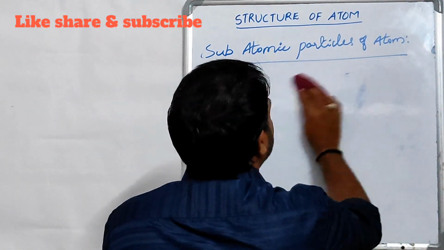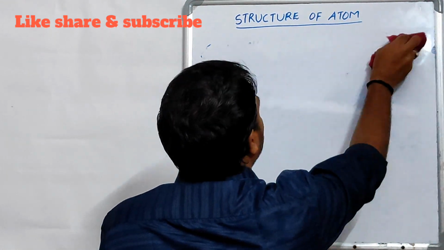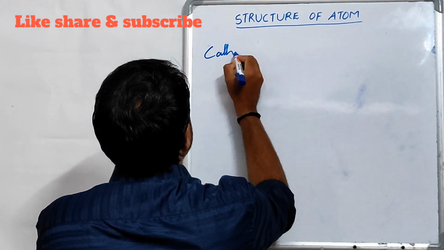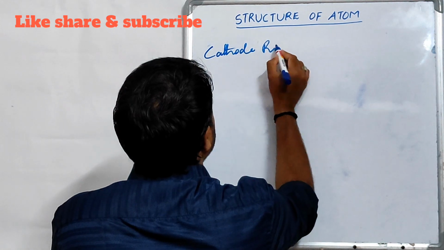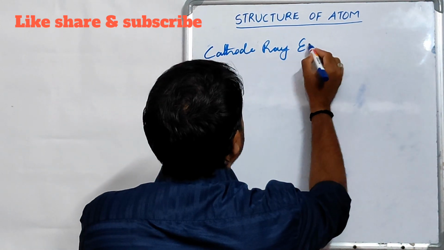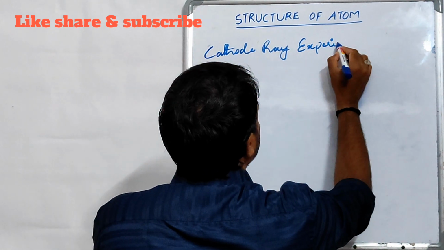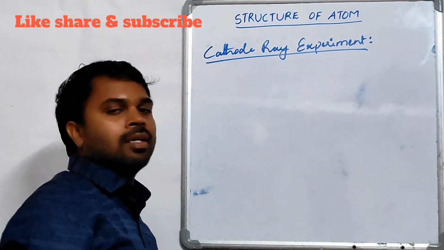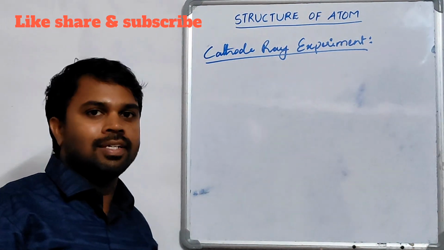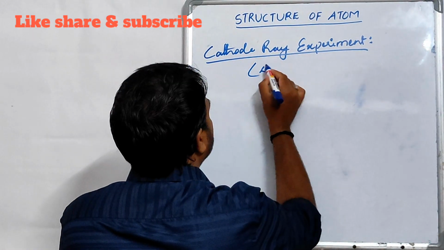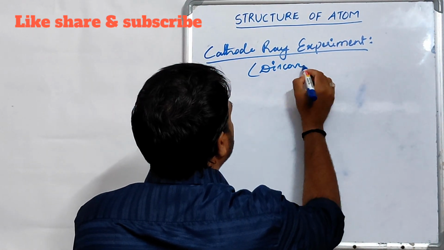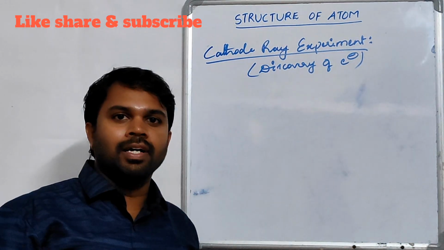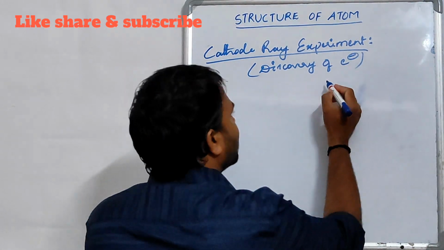The first one is the discovery of the electron with the help of the cathode ray experiment. The cathode ray experiment is also called the discovery of the electron. This was performed by J.J. Thomson in 1897.